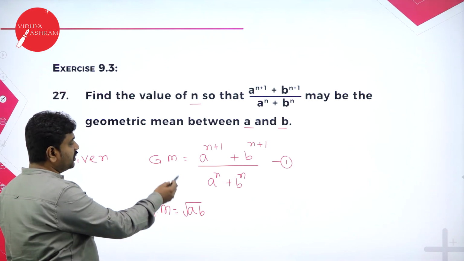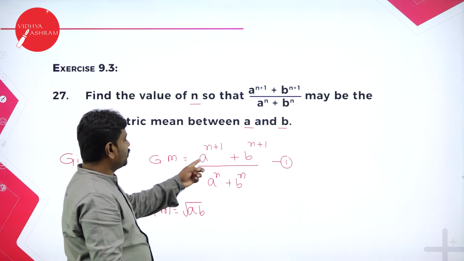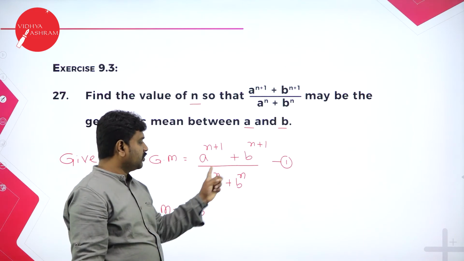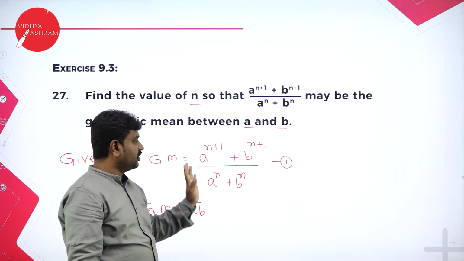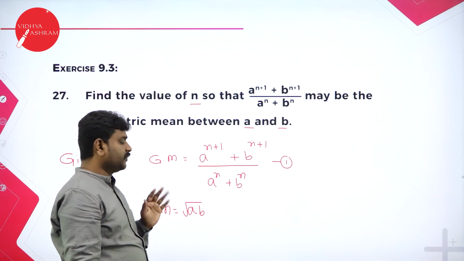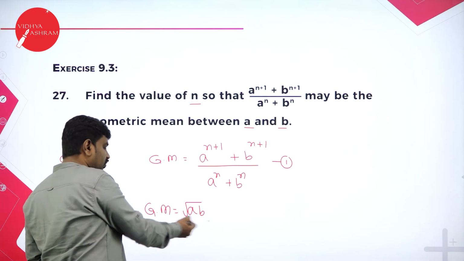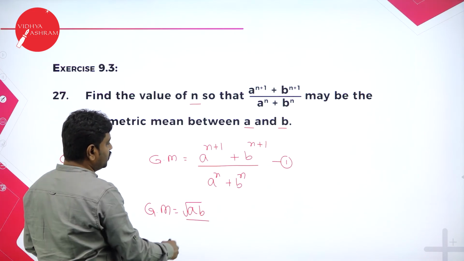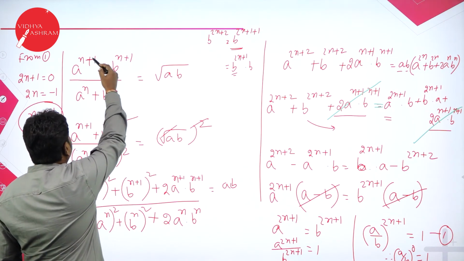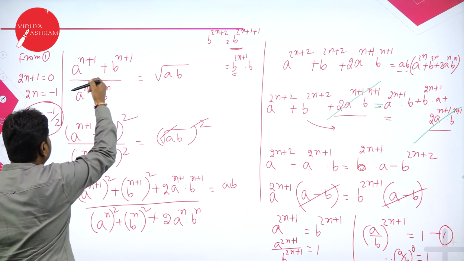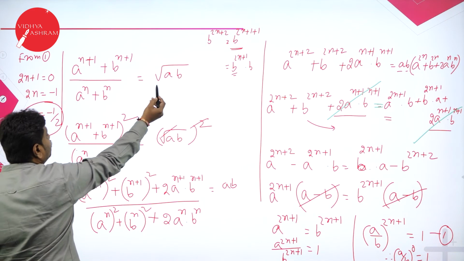So here they give the geometric mean as this. What is geometric mean? (a power n plus 1 plus b power n plus 1) by (a power n plus b power n) is given. This is the geometric mean they have given. But you know the geometric mean of two numbers is root ab, which means these two are equal. So equate them: (a power n plus 1 plus b power n plus 1) by (a power n plus b power n) is root ab.